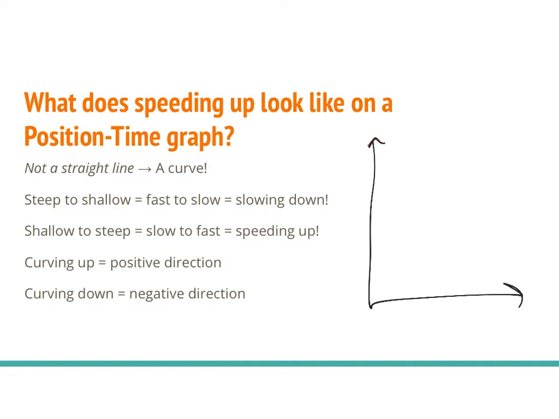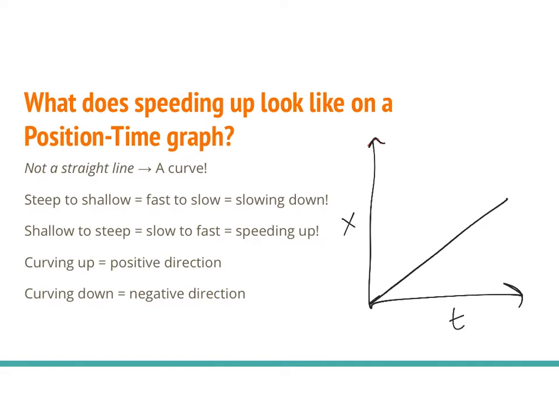So if I have a car moving at a constant velocity, its line is straight. This is time, this is position. Its line is straight because it's going at a constant speed. And the speed is the slope, how steep it is. It's got a constant steepness there. But if I wanted to get faster, I'd have to get steeper and steeper.